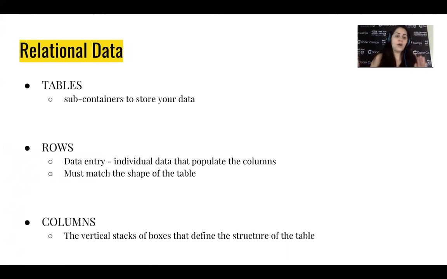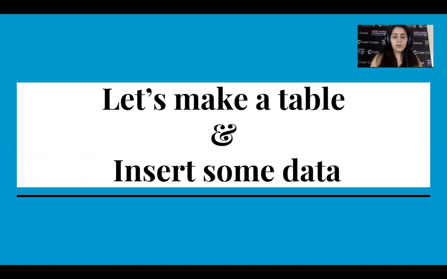So when you're filling out information, you need to make sure that the information matches the number of columns that you have, matches the data types that each column requires, and corresponds to what that column is called. So for example, if you had a table of customers, you would have something like customer name, customer ID, invoices, things like that. And then when you're entering those rows, you put like Susie, 25, or whatever it might be. So let's go ahead and make a table and insert some data.